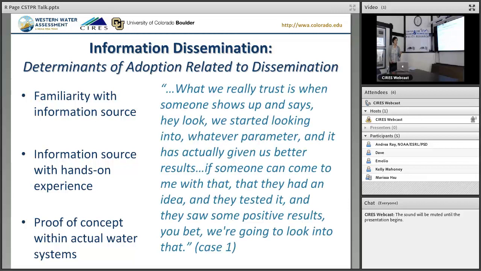So one manager explained that what we really trust is when someone shows up and says, hey, look, we started looking into whatever parameter and it has actually given us better results. If someone can come to me with that, that they had an idea, that they tested it, and they saw some positive results, you bet we're gonna look at that. So yeah, this was, I think, an interesting theme in terms of what it takes for someone to really want to change their behavior around information use.